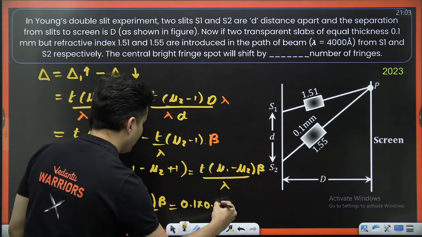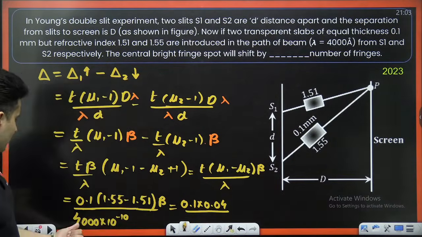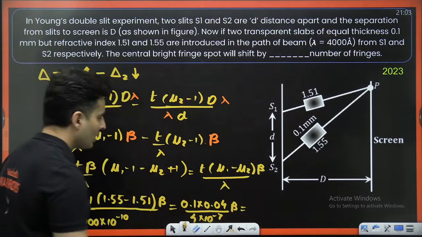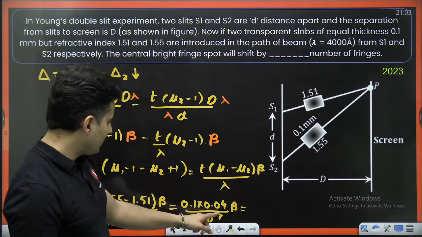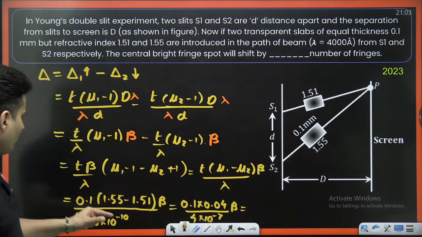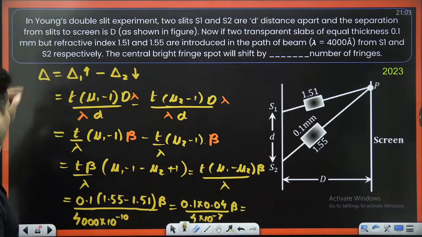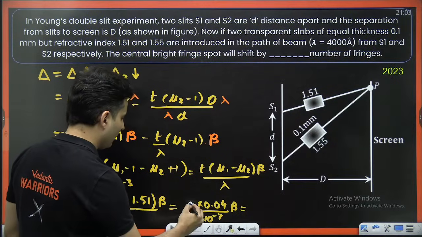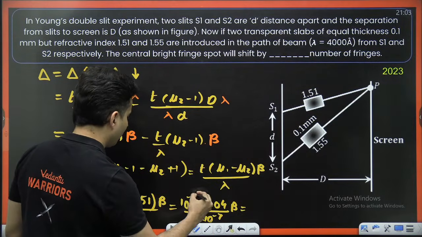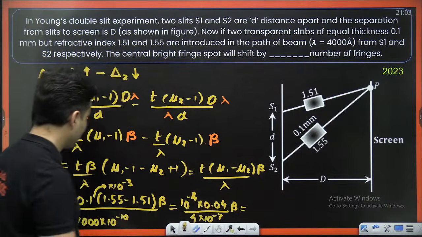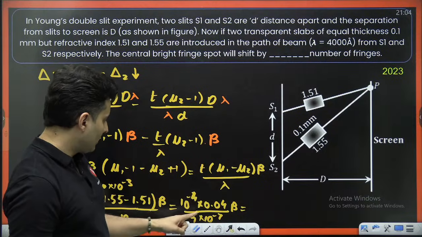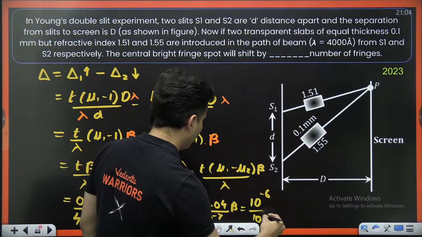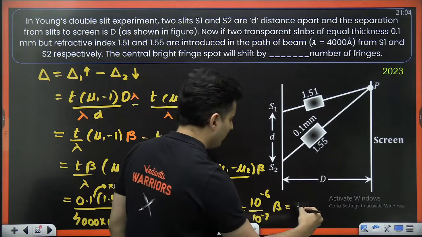0.1 into 0.04 whole thing divided by 10 to the power minus 7, so 4 into 10 to the power minus 7 times beta. So the 4 cancels. That was 0.1 millimeter, so 0.1 into 10 to the power minus 3, which becomes basically 10 to the power minus 4, because this is 0.1 millimeter. And with the 4 cancelled, 10 to the power minus 6 by 10 to the power minus 7 times beta, so this will become 10 beta.